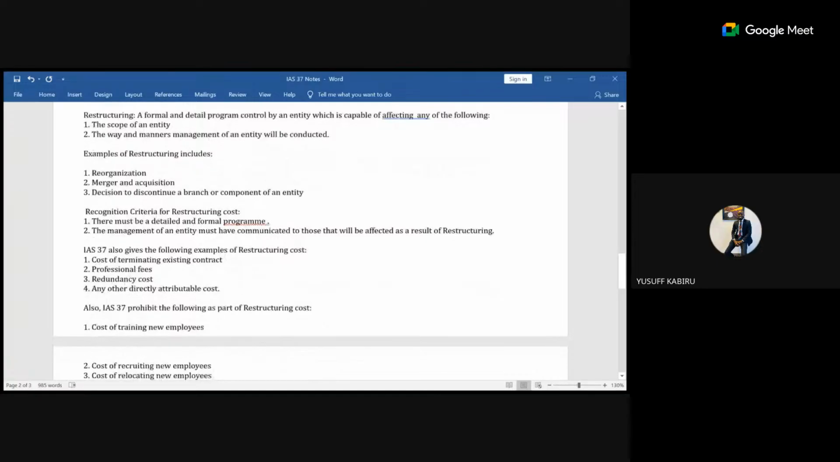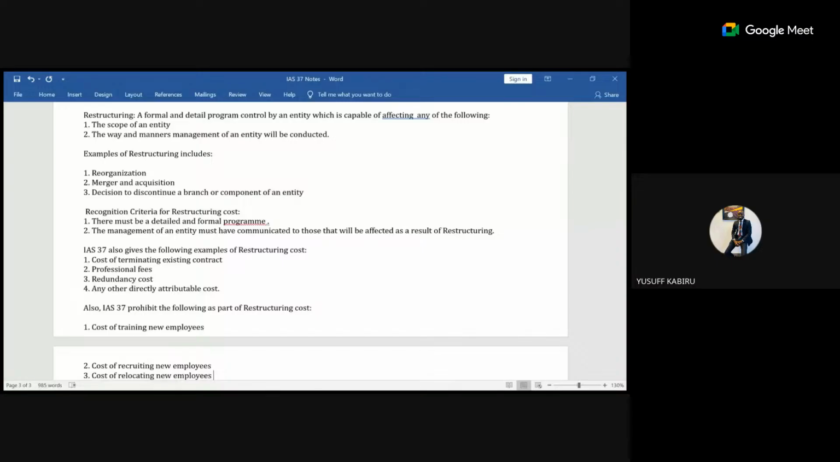Now immediately IAS 37 gives us what? There are some costs that must not form your restructuring cost. The number 1 is cost of training new employees. As a result of that restructuring, you are now training new employees. You now want to incur costs, you now want to put it as provision. No, because that program is still next year. It has not even happened. Although you have made the detailed program now, it has not occurred.